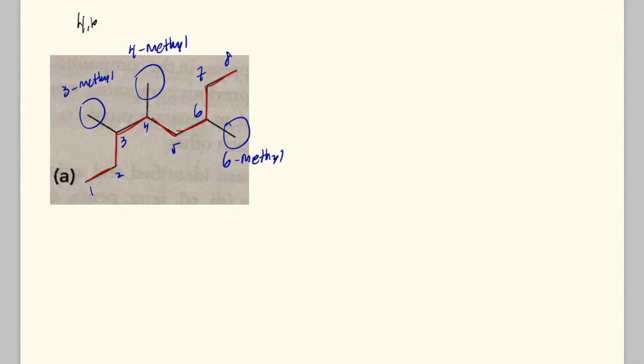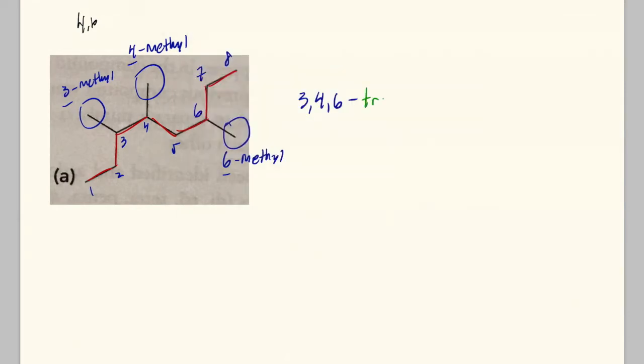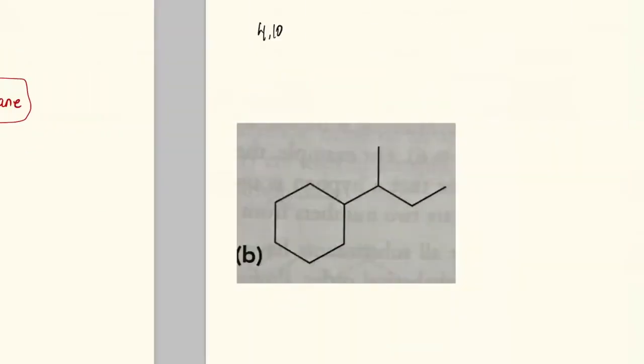Now, a parent chain with 8 carbons is called octane. So to assemble this name, we use 3, 4, 6. And remember, when you have more than one of those substituents, you can just combine them all. And so we would call this trimethyl. So the trimethyl indicates where all those 3 methyls are, with the 3 and the 4 and the 6. And then we just write the parent chain, octane, at the end of this. Okay?